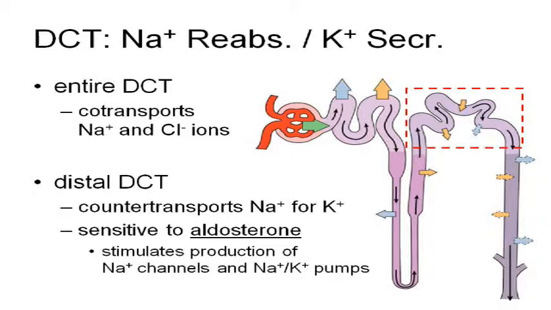Okay, so your entire distal convoluted tubule co-transports your sodium and chloride ions. The second half of the distal convoluted tubule swaps sodium for potassium. And Emily, this gets back to what you were asking. The kidneys are set up to save sodium, pee out potassium. And it does this in response to aldosterone.